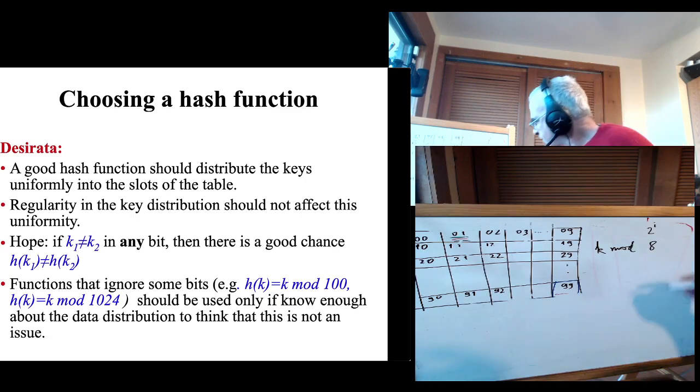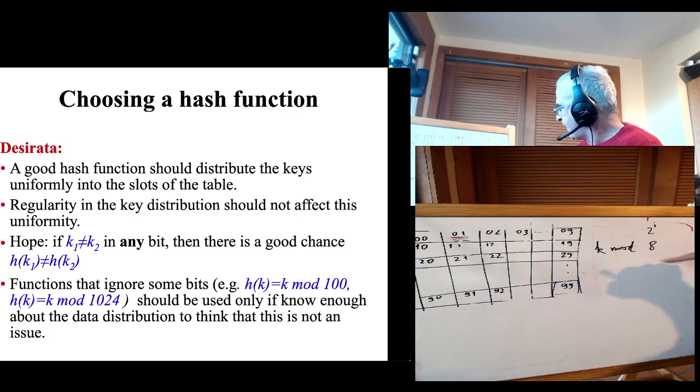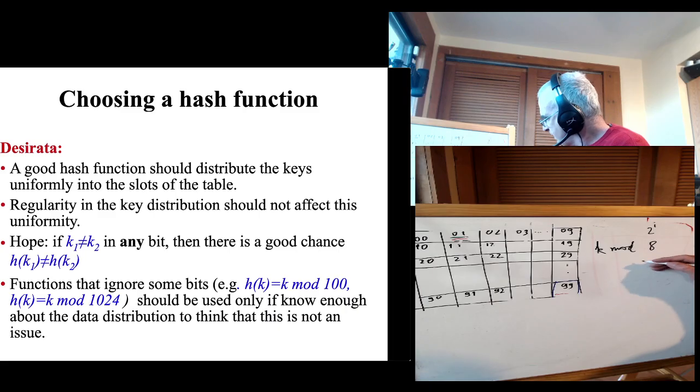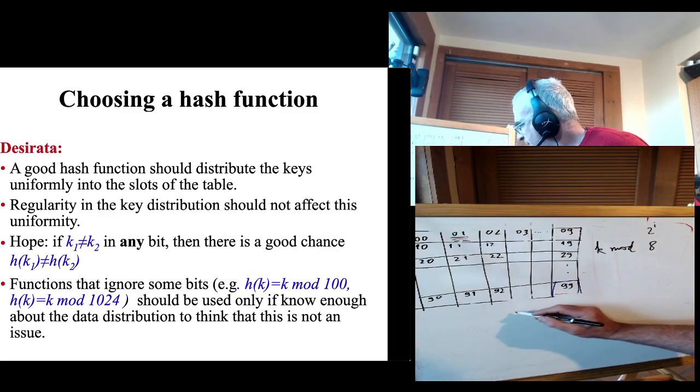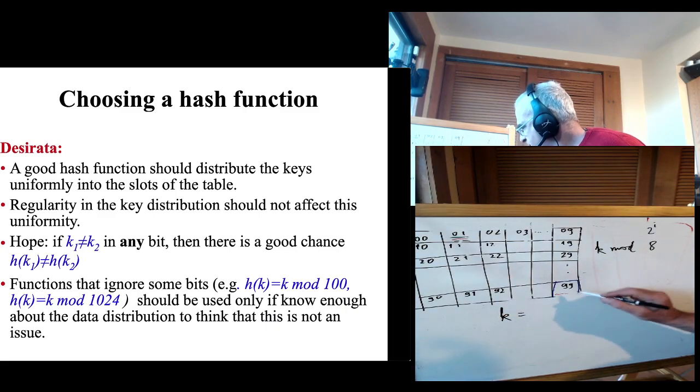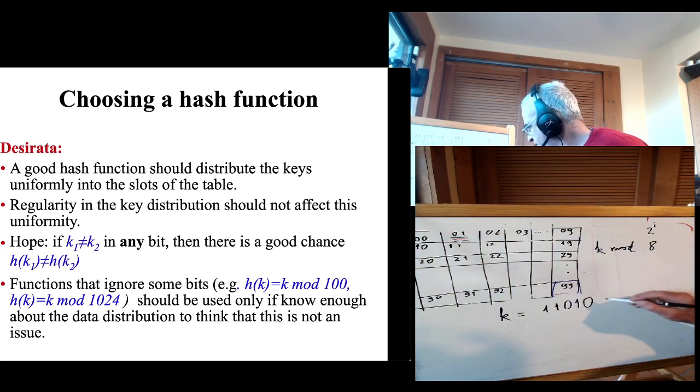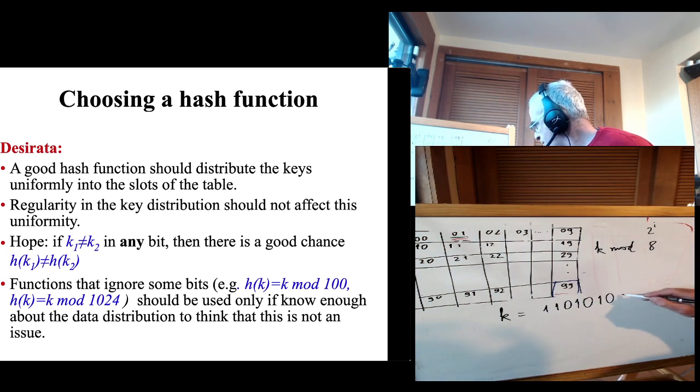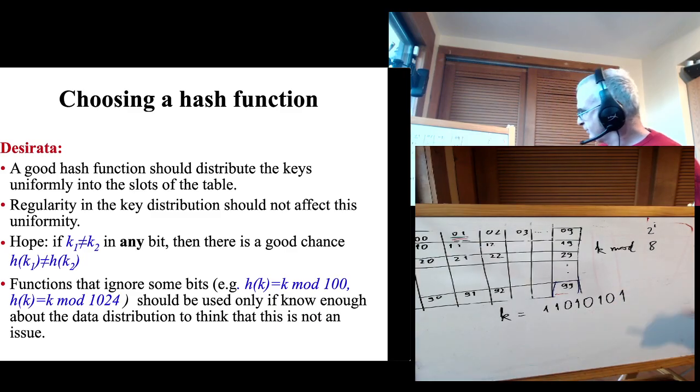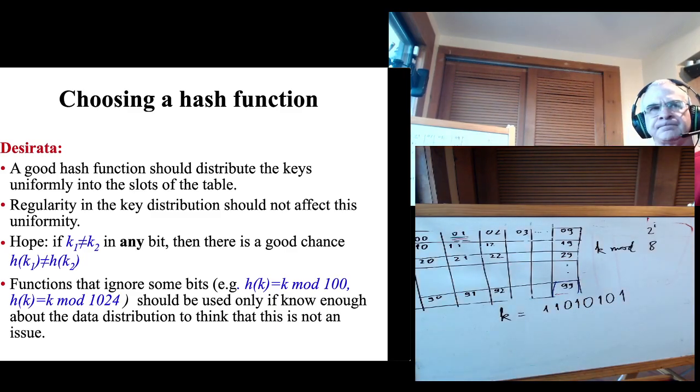But so if I want k mod 8, it means that if my number in binary, if k is 1, 1, 0, 1, 0, 1, 0, 1, what do I want? K mod 8. What do I want from this number?